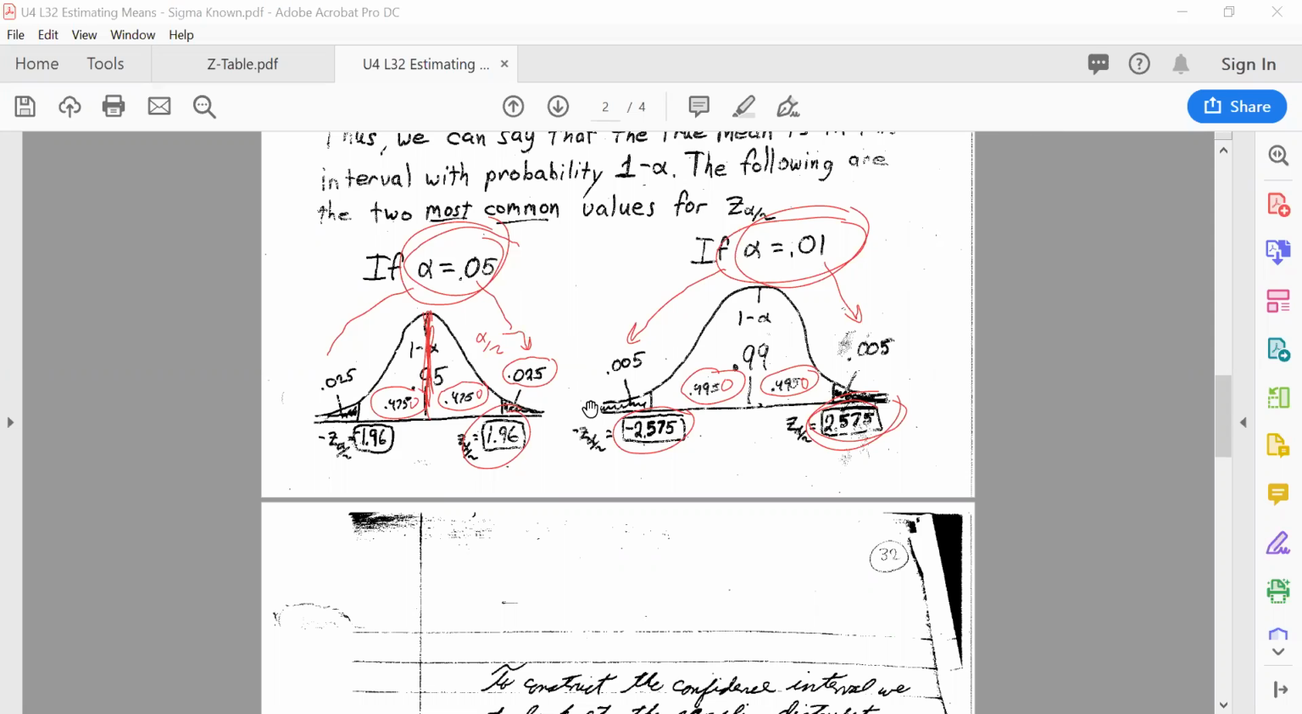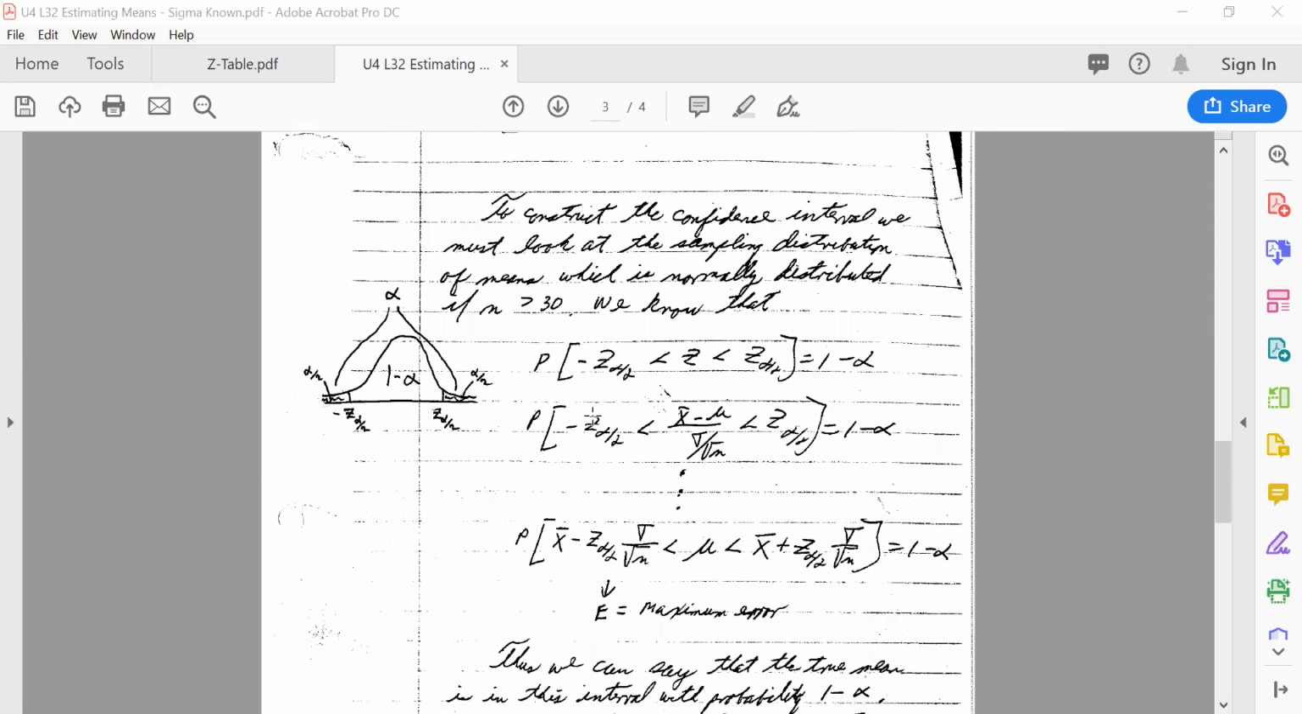We're going to create it from an inequality. So here is the same picture that we just drew. The probability that our mysterious population mean is within these two boundaries, in the unshaded area, is 1 minus alpha. So these boundaries, the negative z-score at the alpha over 2 level and the z-score at the alpha over 2 level, are the extremes of our inequality.